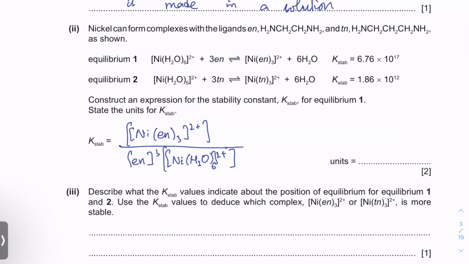Iske units kya honge? Mole per dm cube, mole per dm cube. So this will cancel out. So you have 1 over mole per dm cubed. So mole minus 3 dm plus 9. Because 1 over mole per dm cubed there.